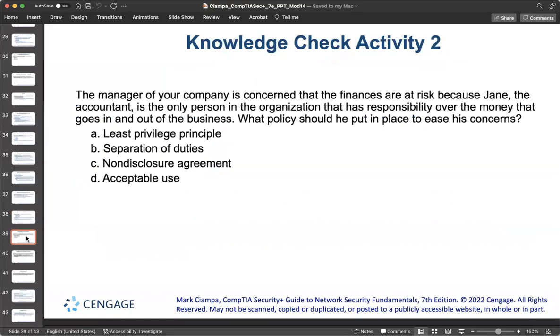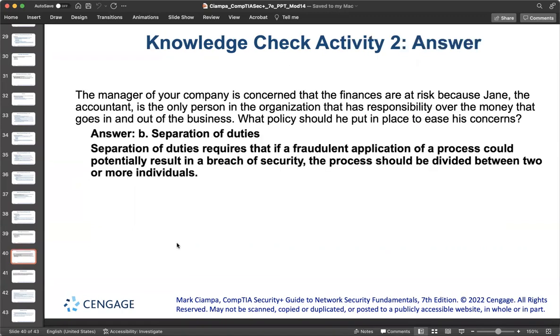a knowledge check activity. The manager of your company is concerned that the finances are at risk because Jane, the accountant, is the only person in the organization that has responsibility over the money that goes in and out of the business. What policy should he put in place to ease his concern? And the answer is separation of duties.